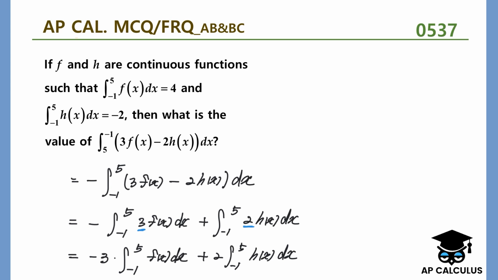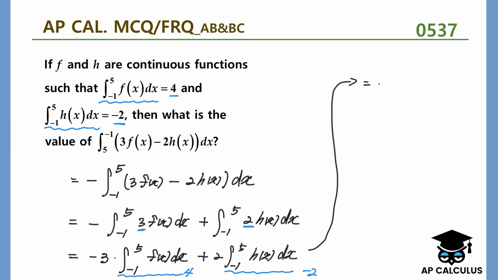Okay, so this integral is 4, right? This integral is negative 2, right? So that is equal to negative 3 times 4 plus 2 times negative 2. So that's negative 12 minus 4. So that's going to be equal to negative 16. So the answer is negative 16.